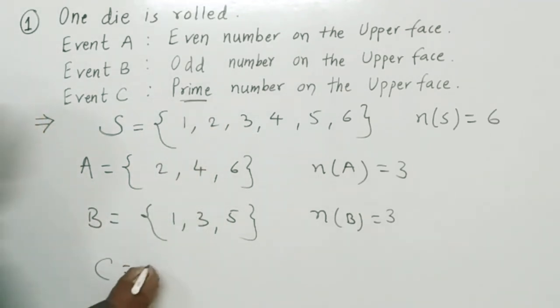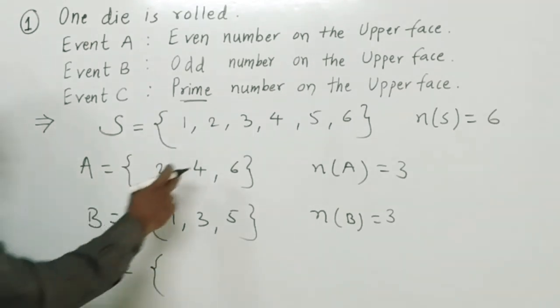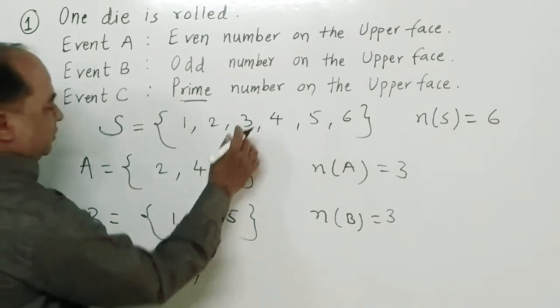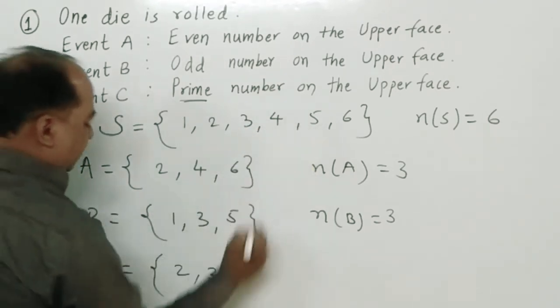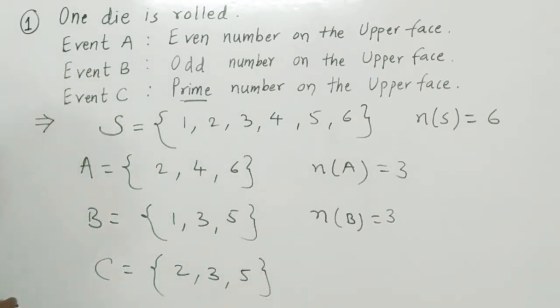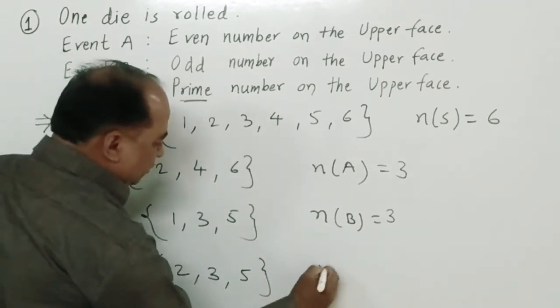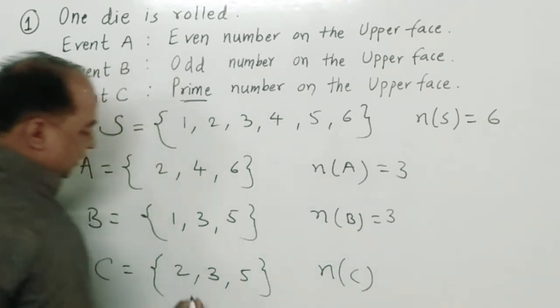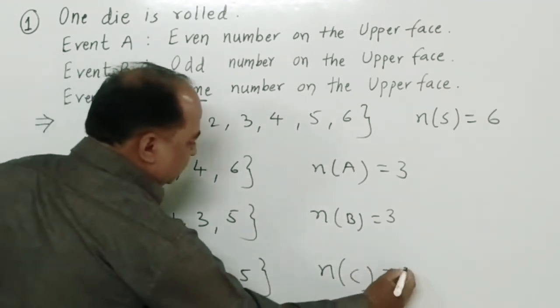So C is equal to, now for prime numbers, 1 is neither prime nor composite. 2 is the only even prime number. So 2, then 3 and 5. Prime numbers are numbers whose factors are the number itself and 1. So here 2, 3, 5 in this sample space are the prime numbers. So the number of elements in event C is equal to 3.